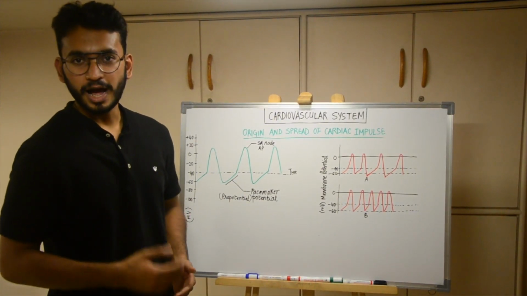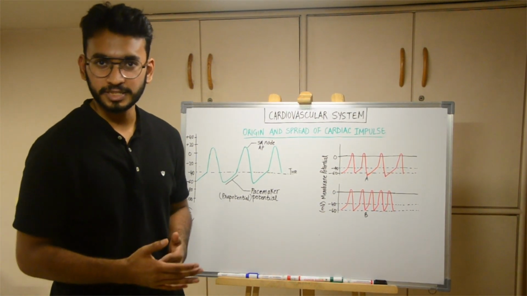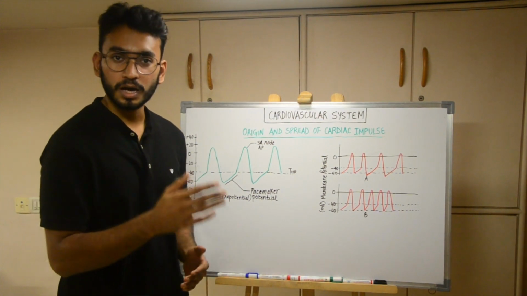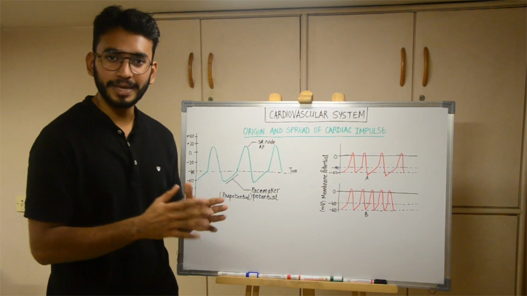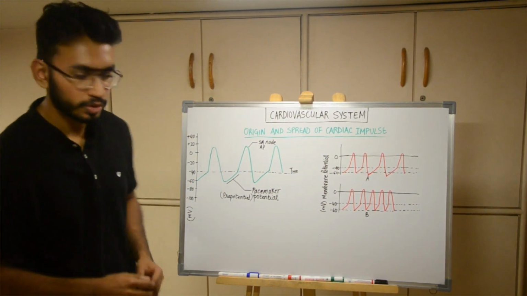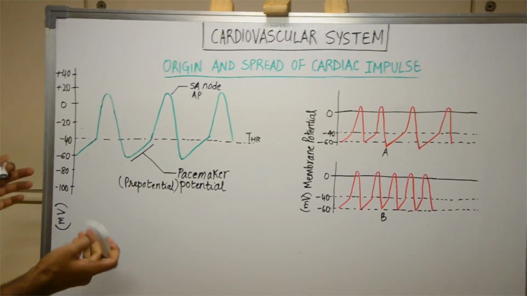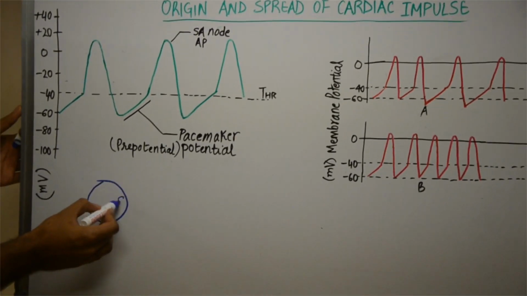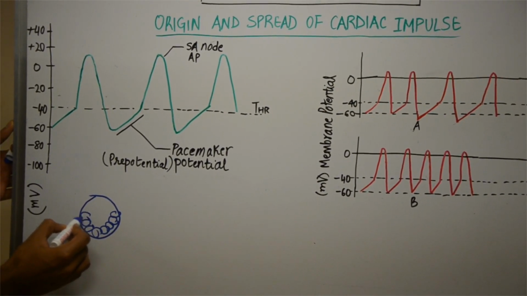So till now we have seen how the cardiac impulse originates from the SA node, also known as the pacemaker, and it spreads through the various fibers forming the conducting system of the heart. Now let's look into detail at the pacemaker activity of the SA node. Imagine this is the SA node. It is made up of numerous small rounded cells, right?